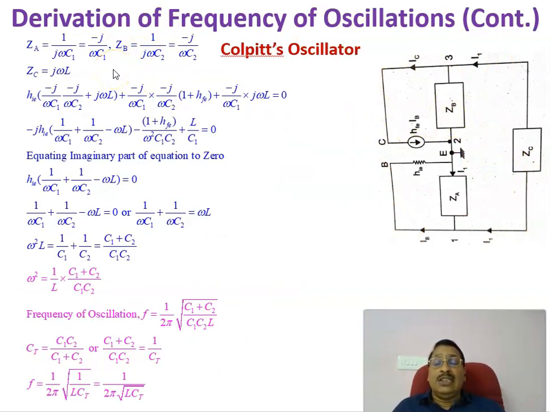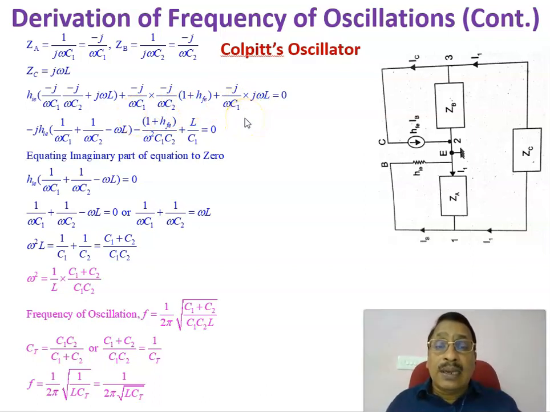Continuing the derivation of the output frequency of a Colpitts oscillator, in which we have derived a condition to get A beta equal to unity, and in that we found out what ZA, ZB, and ZC are. Now we are going to substitute these values of ZA, ZB, and ZC in that equation, that is HIE into (ZA plus ZB plus ZC), and ZA ZB into (1 plus HFE), and ZA ZC, equated to 0.